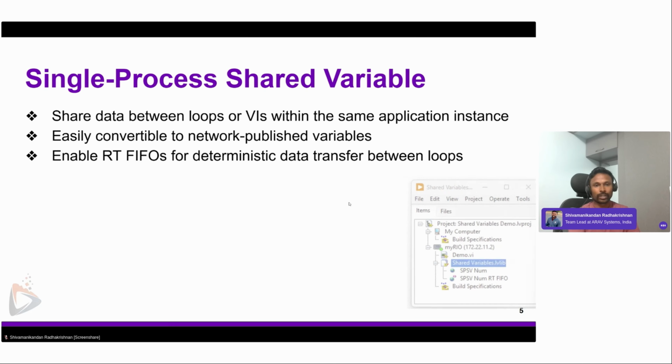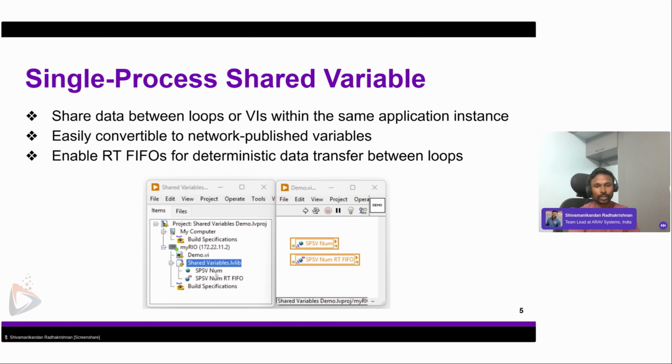In the project, under your library, it will just look like a small global, as I was saying. If you enable RT FIFO, you will see small purple vertical lines here. You just need to drag and drop it into your block diagram. Once you do that, this is how it looks. So this is a numeric type of single process shared variable.